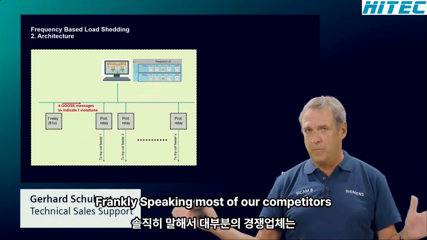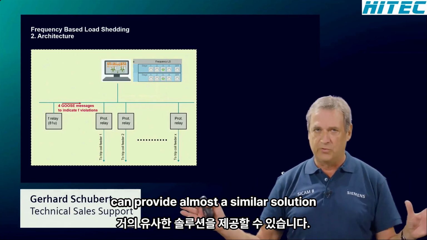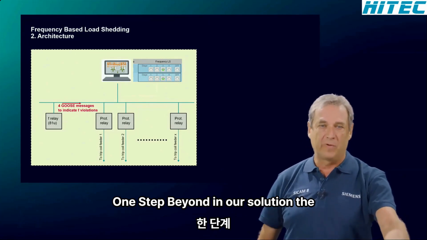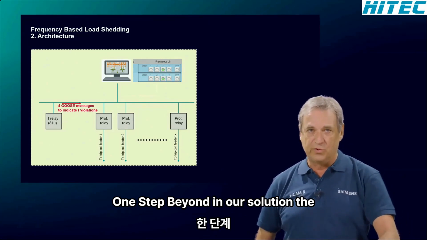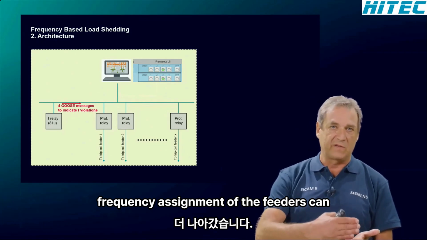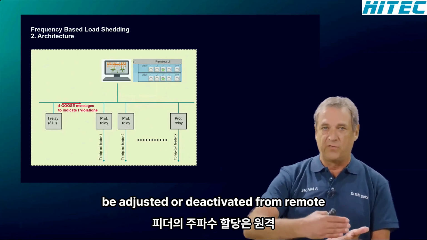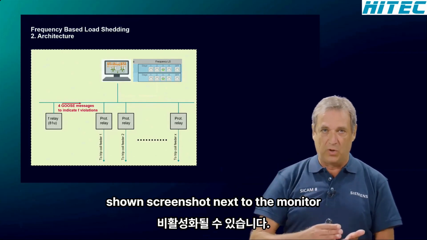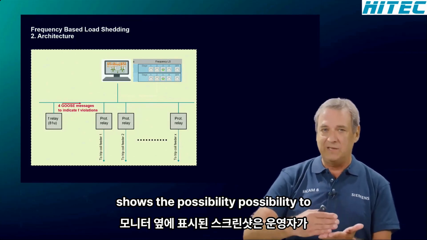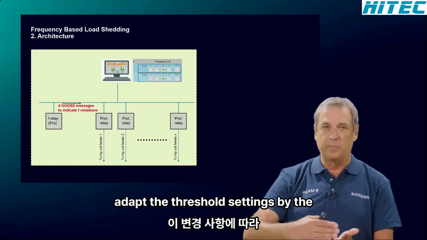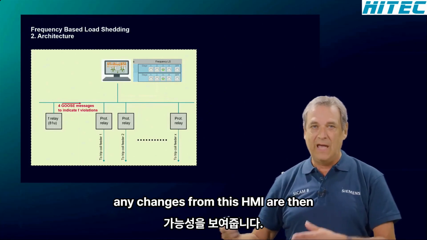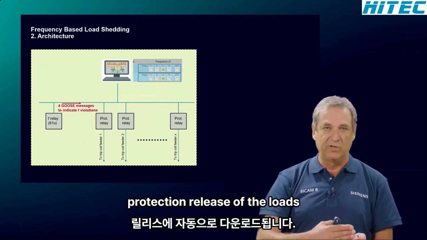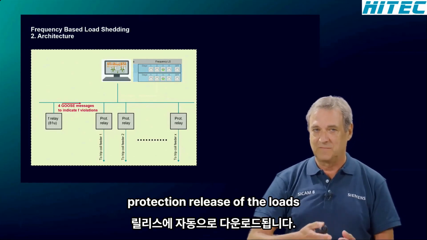Frankly speaking, most of our competitors can provide almost a similar solution. But with us from Siemens, our solution goes one step beyond. In our solution, the frequency assignment of the feeders can be adjusted or deactivated from the remote control center. The shown screenshot next to the monitor shows the possibility to adapt the threshold settings by the operator. Any changes from this HMI are then automatically downloaded to the protection relays of the loads. Good.